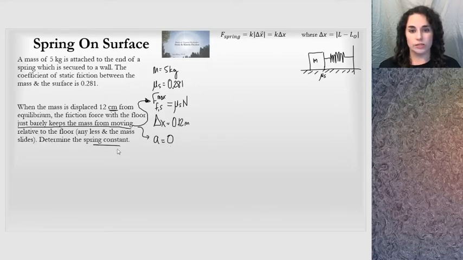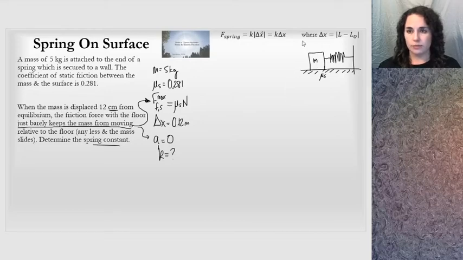Determine the spring constant. So I don't know k, and k is buried in my spring equation, the force of the spring. I kind of wrote out what I know. I still need to do a free body diagram. Let's orient this 12 centimeters into the problem. What I noticed when I first read it is it doesn't say whether it's stretched or compressed.